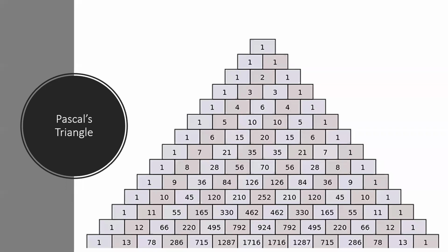Now what about the 3s? The row below. The 3 comes from the addition of 1 and 2. And the 4 in the 5th row comes from the addition of 1 and 3. And the 6 comes from the addition of 3 and 3. So following this pattern of addition, you can create an infinitely large pyramid or triangle.